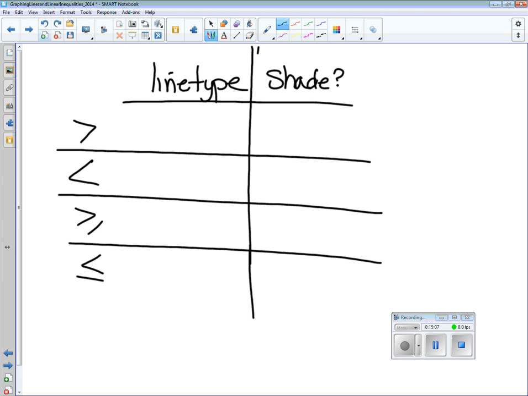Chris and Will, I need you to focus on what I'm telling you up here. Okay, so make your table in your notes. In the first one, greater than. What's the line type, solid or dotted? If it doesn't have an equal sign underneath it, what did I tell you it was? Dotted. So the first two are actually both dotted.